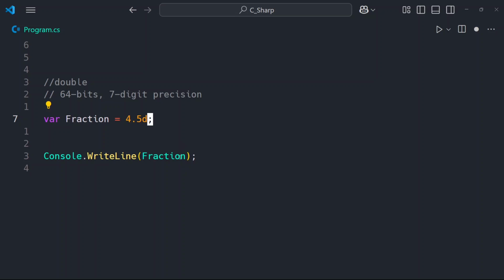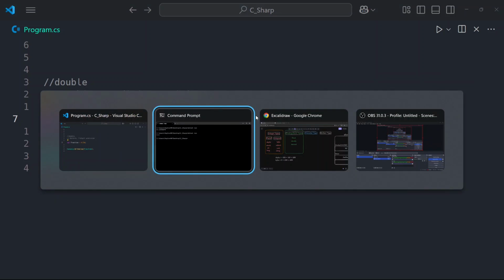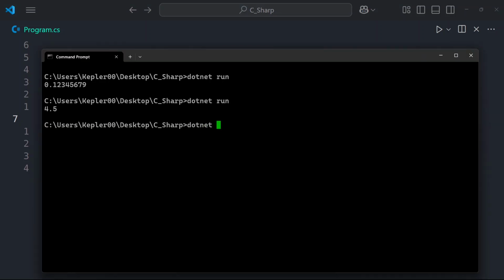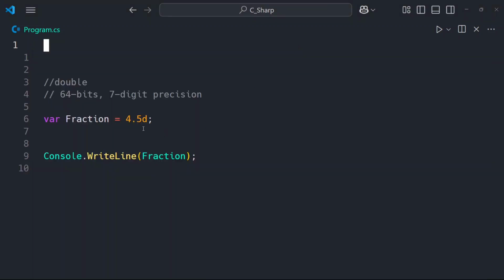Although I think it will still work. Yeah, let's run it. Oh, see, it did work. But because it's the default, we don't have to put that there.